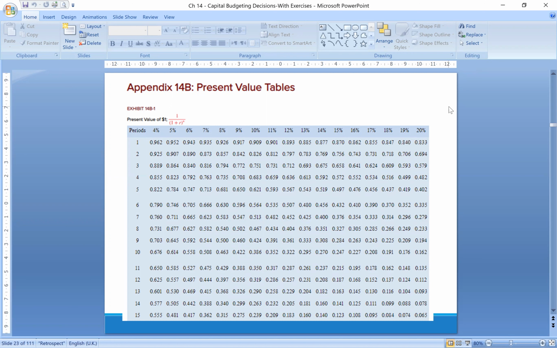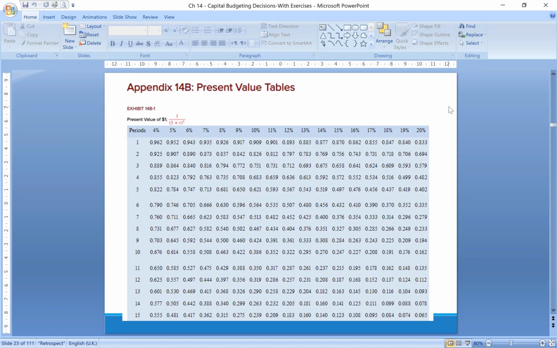But for your information, how to read these tables: vertically are the periods, which means how many years or how many periods I need for my investment. The horizontal part is the interest rate, and most likely we are talking about the market interest rate. Suppose we need 5 years at a 10% rate. So we are talking about the factor 0.621.